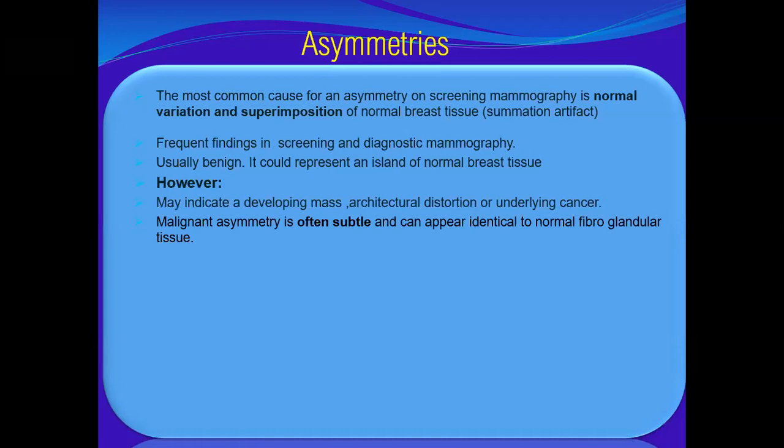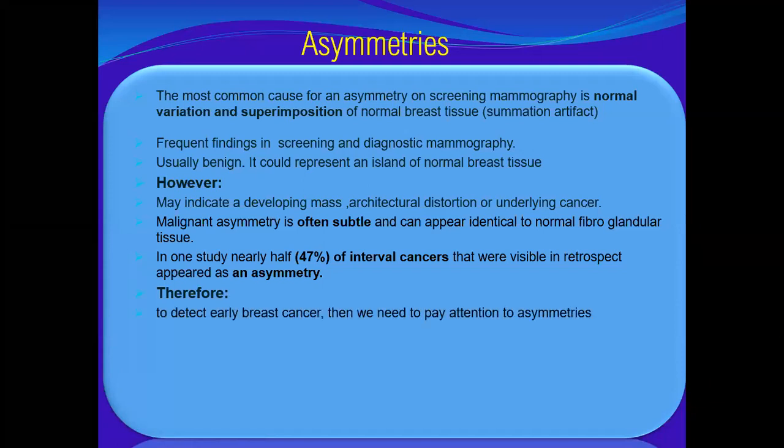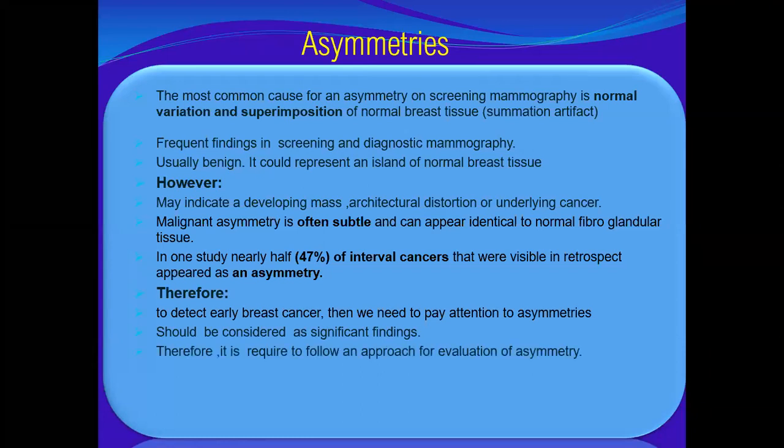However, as we mentioned before, it may indicate a developing mass, architectural distortion, or even underlying cancer. Malignant asymmetry is often subtle and can appear identical to normal fibroglandular tissue. So we have to be cautious. In one study, nearly half of interval cancers that were visible in retrospective mammography appeared as an asymmetry. It is challenging to differentiate an unconcerning asymmetry from a suspicious asymmetry. Therefore, to detect early cancer, we need to pay attention to asymmetries, and they should be considered significant findings. Therefore, it is required to follow an approach for evaluation of asymmetry.